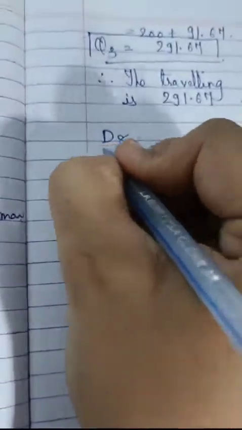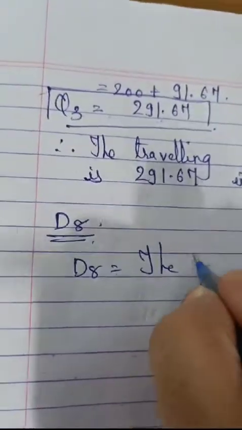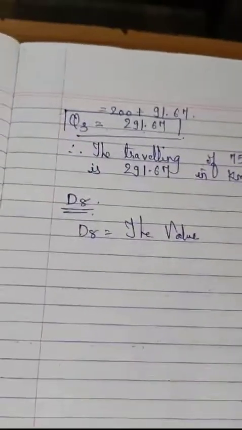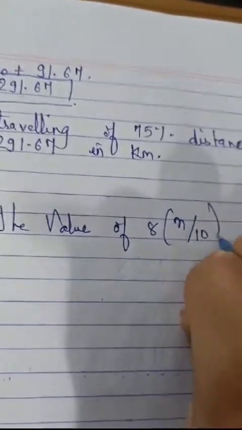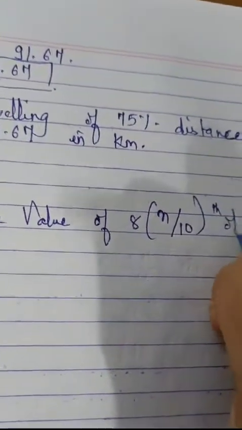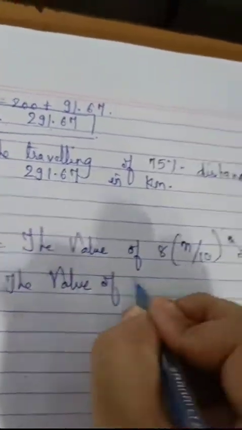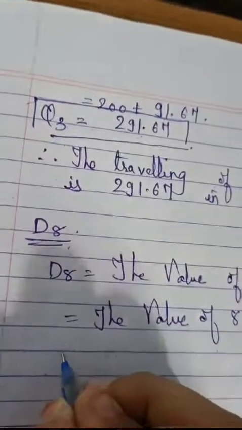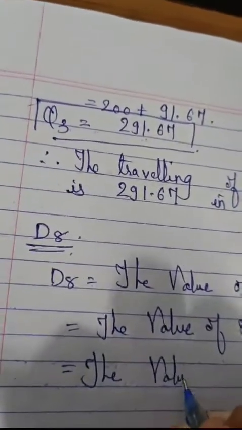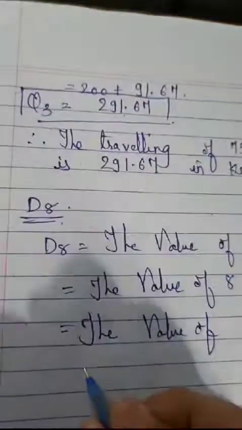Now D8, so that is what? D8 equals to the value of 8 into n divided by 10. D means decile, divided into 10 parts. Okay, so whatever the number they are giving, you have to write the value of 8 into n, that is 60 divided by 10th observation. So here the value of 8 into 6th observation, 0 0 cancel. Okay, so that is 8 6s are 48.